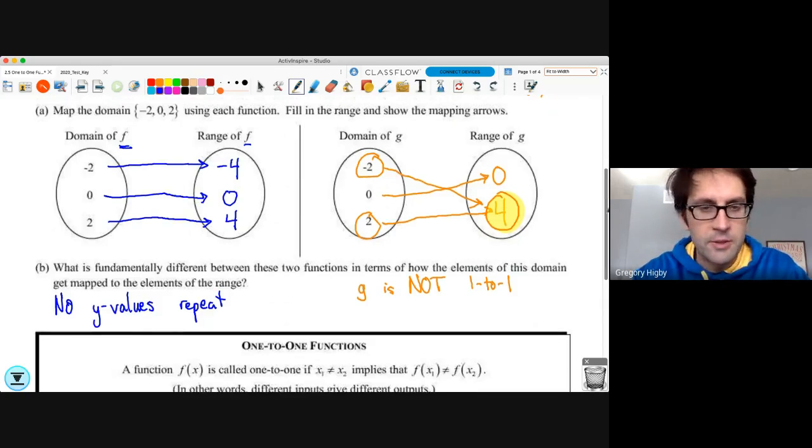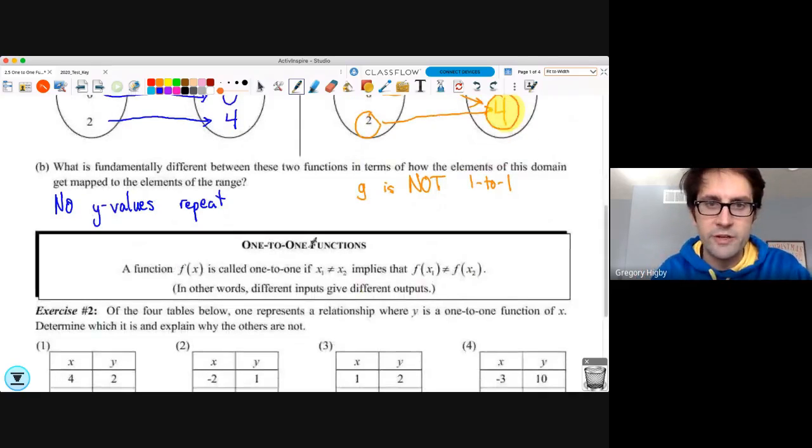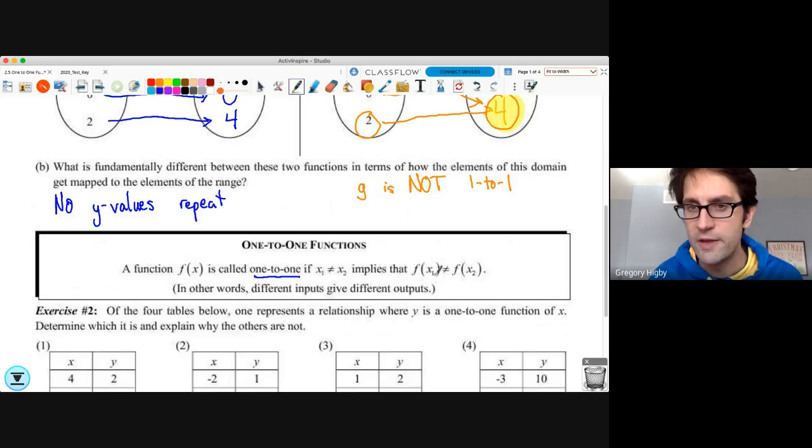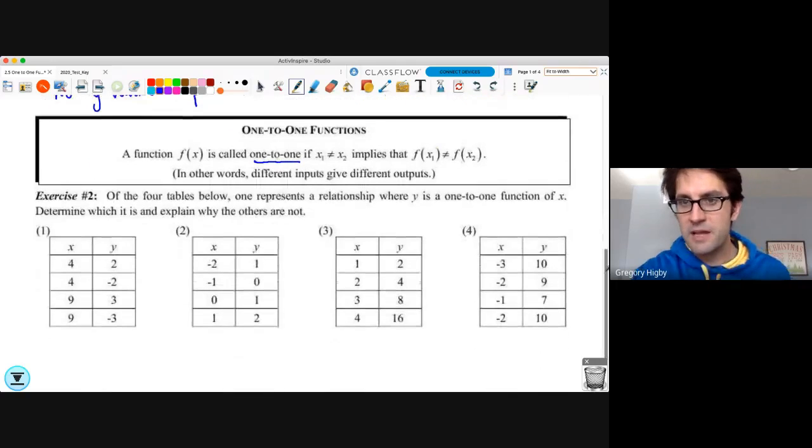And I know this is written in a very, very confusing way, but this is actually what you'll see in a math book. A function f of x is called 1 to 1 if x subscript 1 does not equal x subscript 2, then that implies that the y values do not equal each other. And he even tried to put it into different words, which in my opinion, an easier way is just say, make sure the y values do not repeat. And that is my opinion.